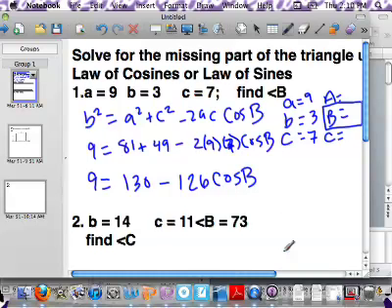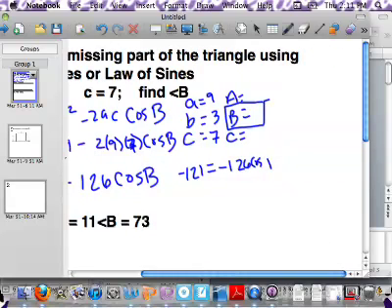Here's where 99.9% of all errors on this quiz happen. What do I need to do first? Subtract the 130 over, because I can't do anything with this cos of B and 126 that's attached right now. So I'm going to subtract 130 over to the other side. I'm going to get a negative 121 equals negative 126 cos of B.